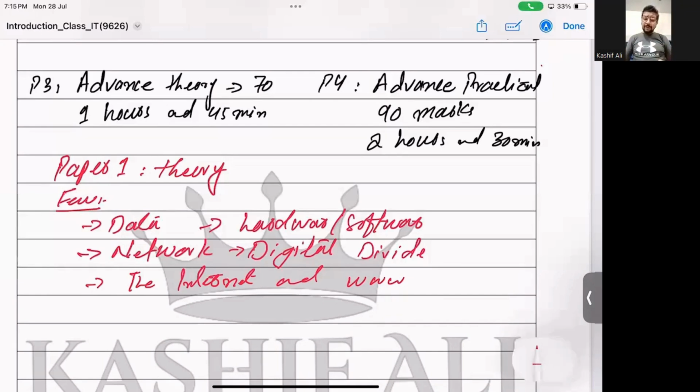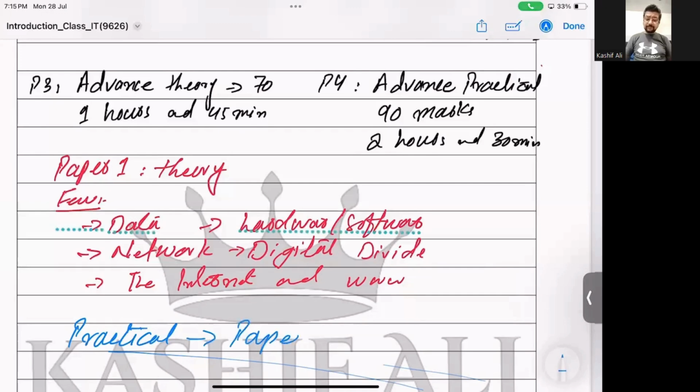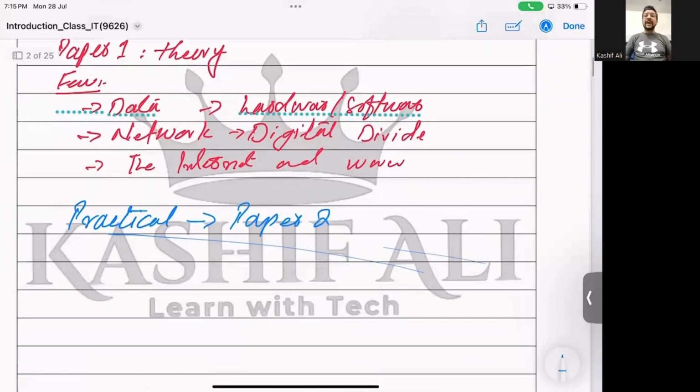Whenever we talk about paper 2, we consider it the practical part. Paper 2 is practical. In this part, the important areas which need to be covered are as follows.